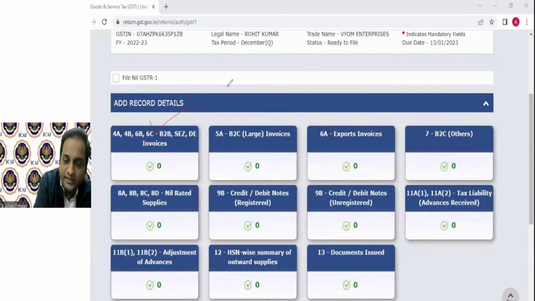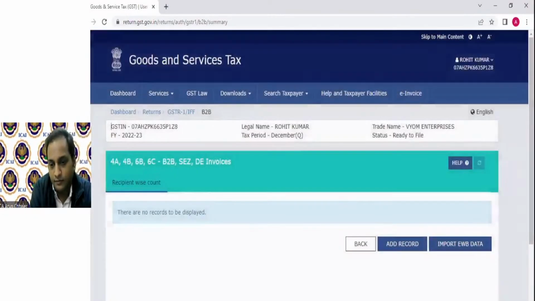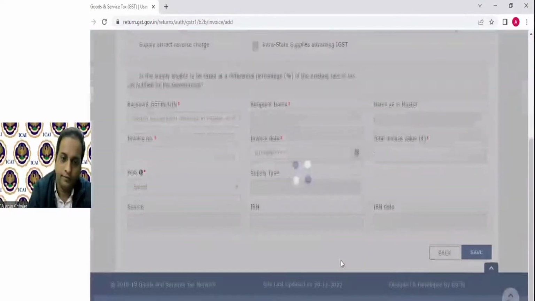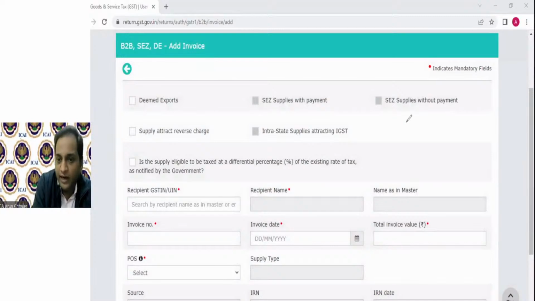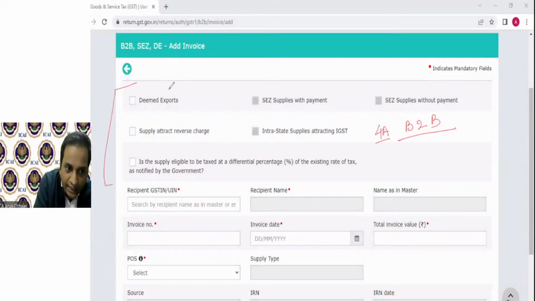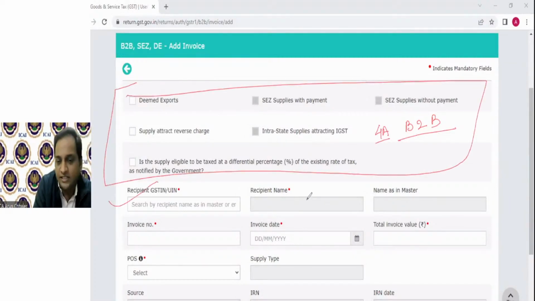What are the tables 4A, 4B, 6B, 6C? Let's see. If I am making the B2B supply, it will be the 4A. It means I am not required to tick any of the options, directly put the GST number, etc. Mr. Ansari, table 5A would be reported only when the transaction is inter-state. In my question, Anand, it was intra, therefore it will be reported in table 7. Clear?